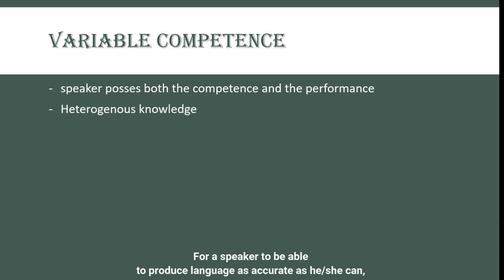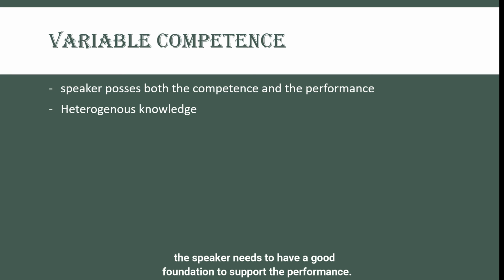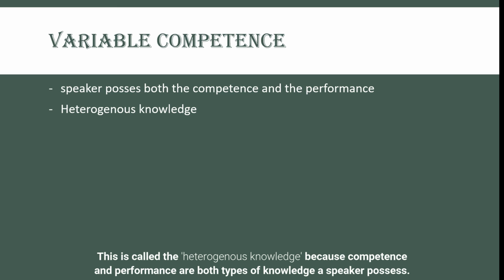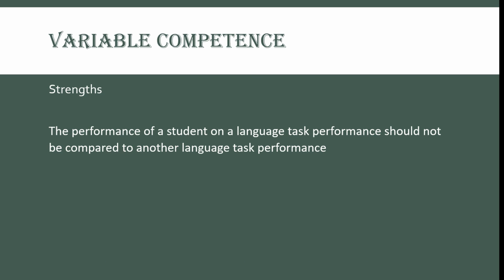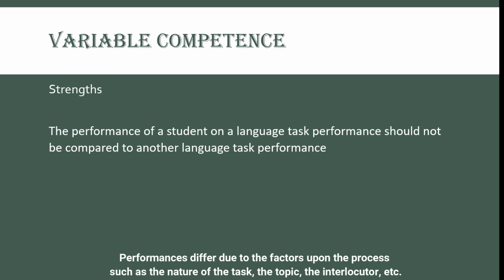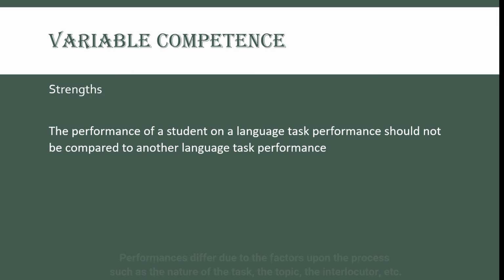For a speaker to be able to produce language as accurately as he or she can, the speaker needs to have a good foundation to support the performance. This is called the heterogeneous knowledge, because competence and performance are both types of knowledge a speaker possesses. Variable competence holds that the performance of a student on a language task should not be compared to another language task performance. Performances differ due to factors such as the nature of the task, the topic, the interlocutor, etc.